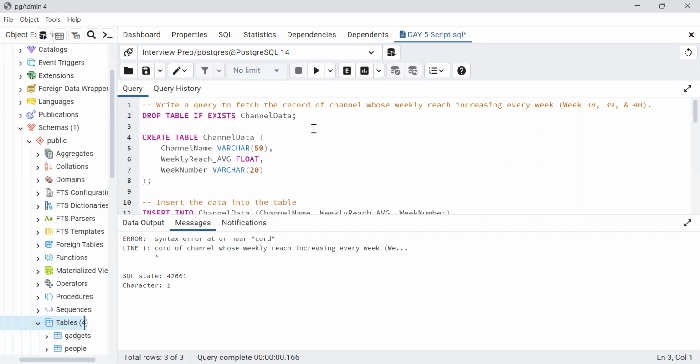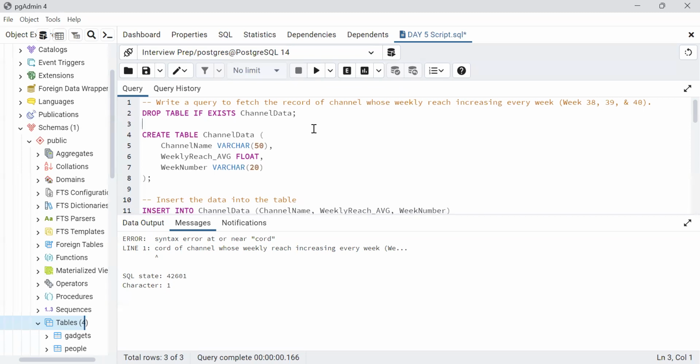Now, coming back to our problem statement, this table has a column called channel name. It has weekly reach average. Suppose week 40 is going on. So what is the reach average in that case for that particular channel? And which week we are in, that is the week number.